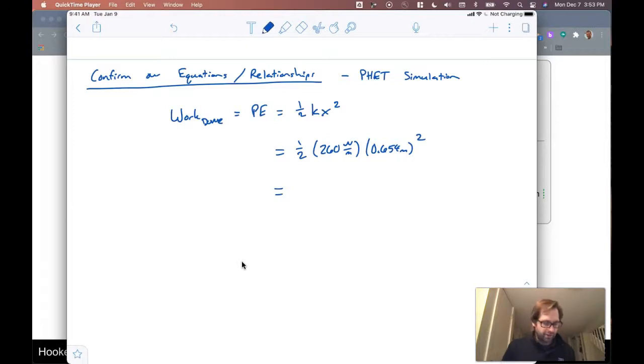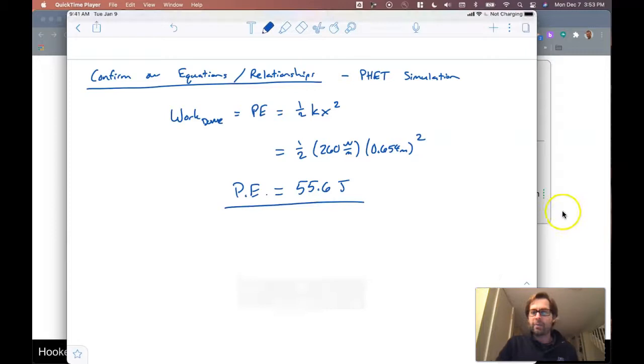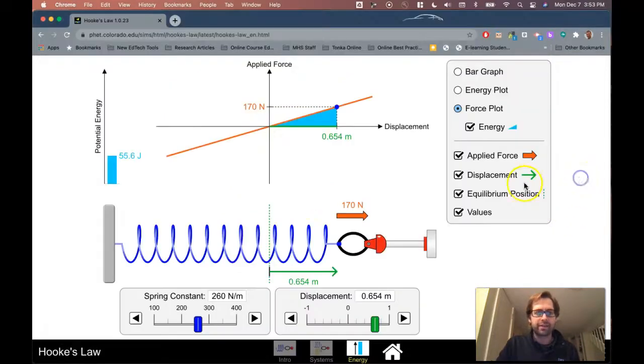So I'm just solving now, plugging these numbers in quick. And I get an answer of 55.6. This would be joules. We're measuring the potential energy of this system. Let's go back to our simulation and see what we got. Oh, there it is, 55.6 joules. Awesome. So that's one way to solve this, right?